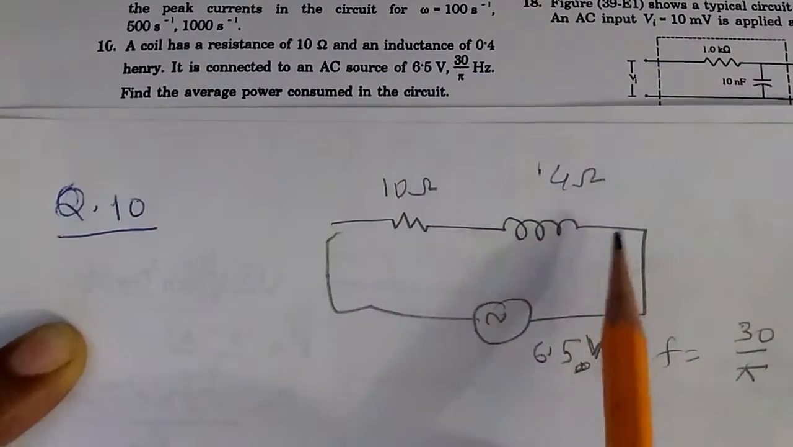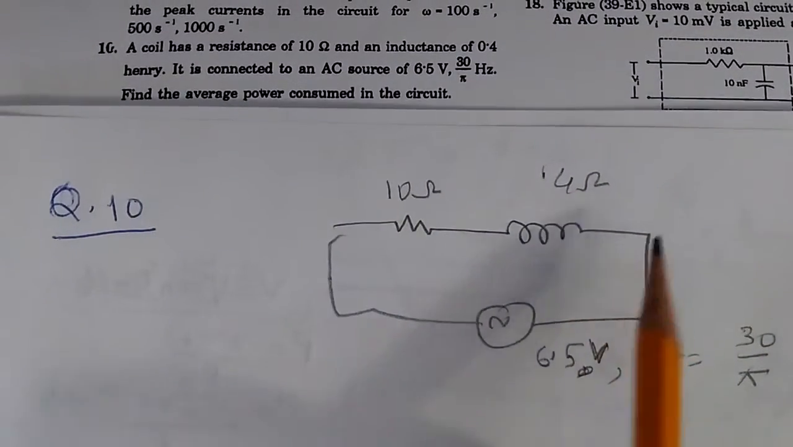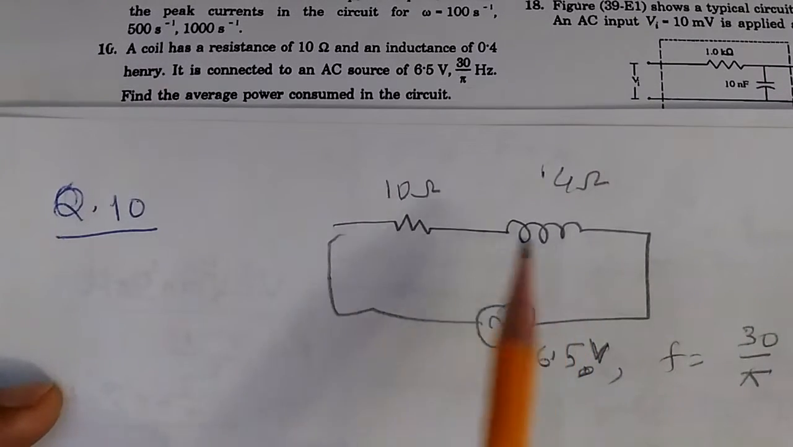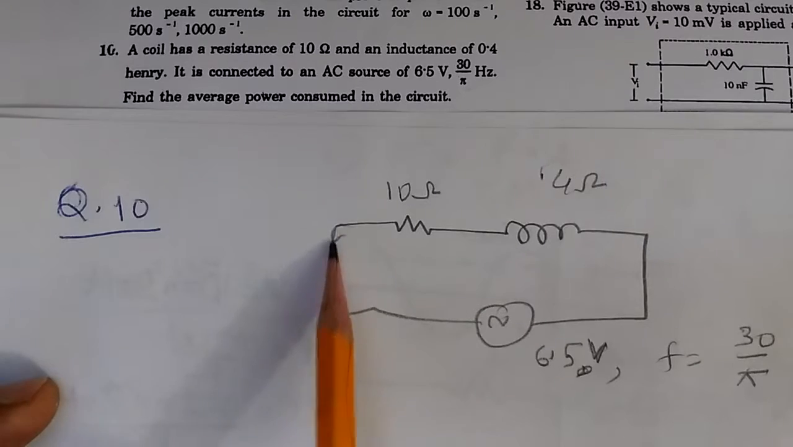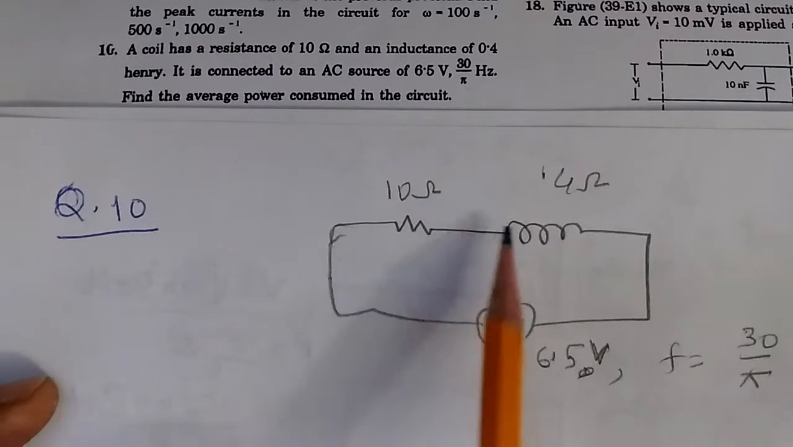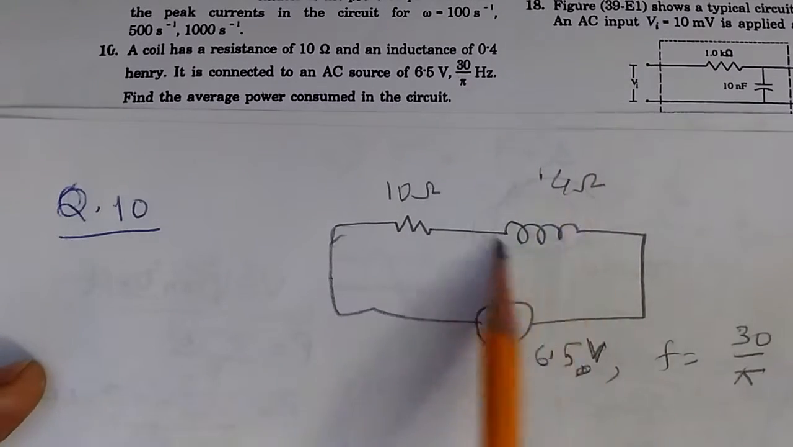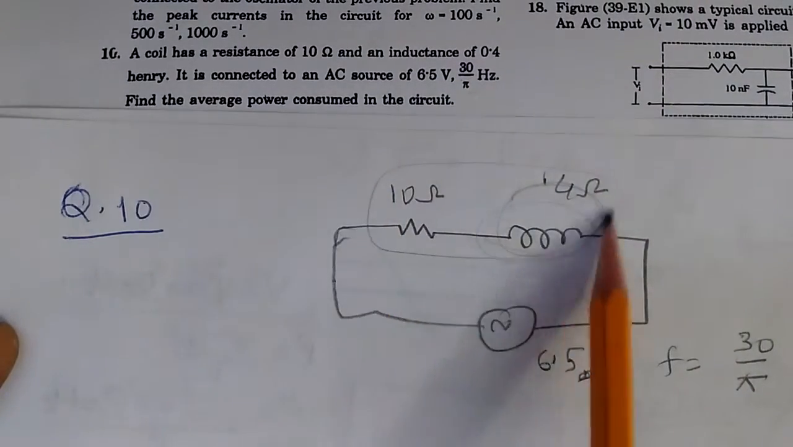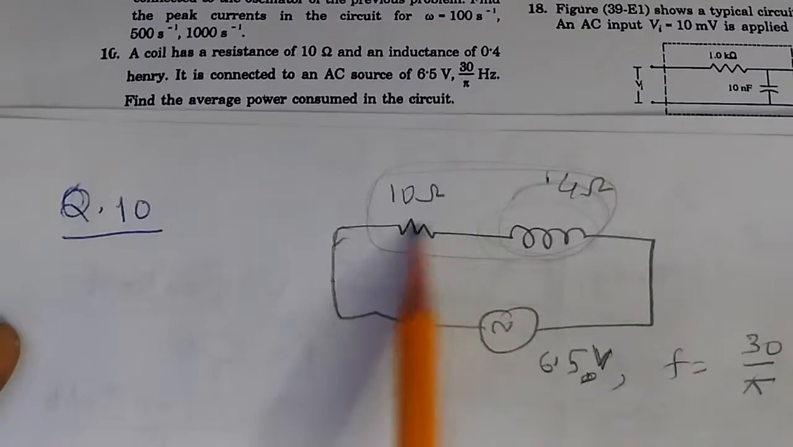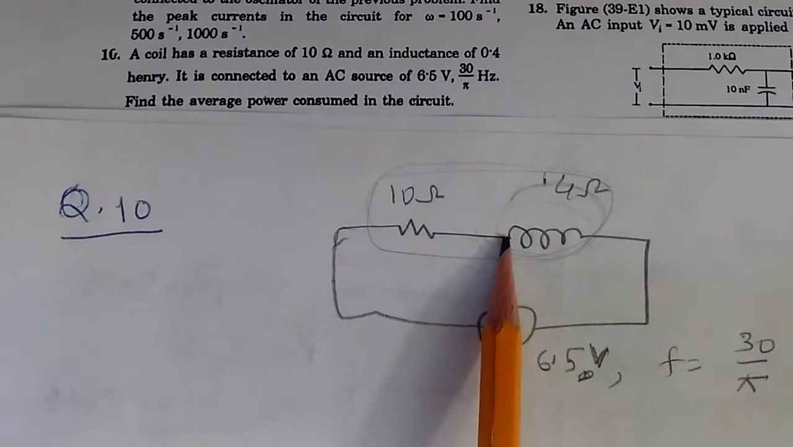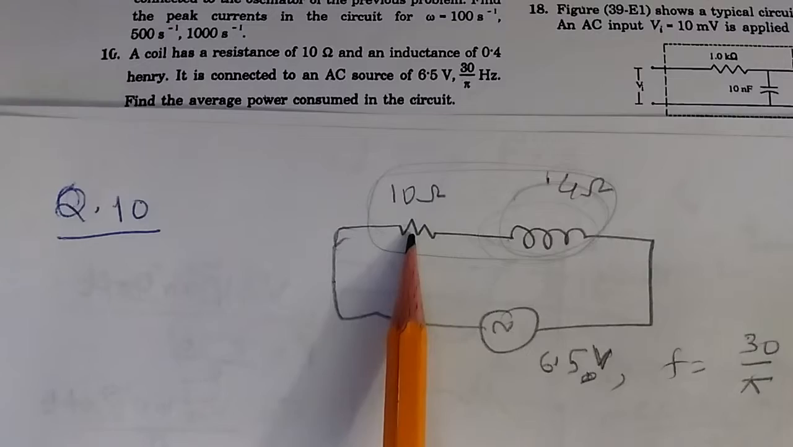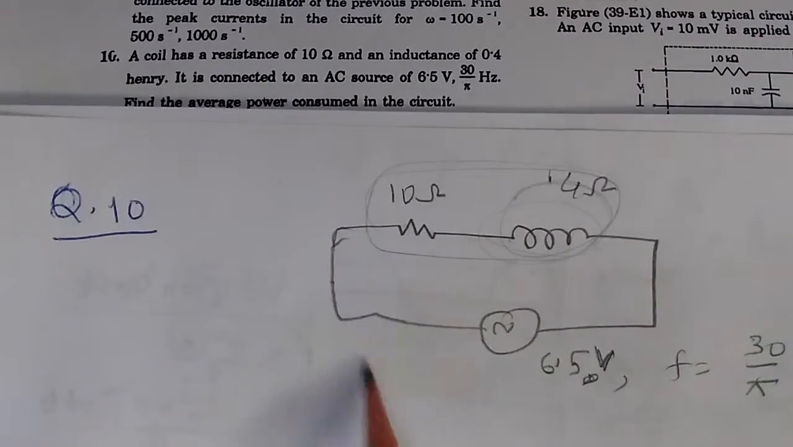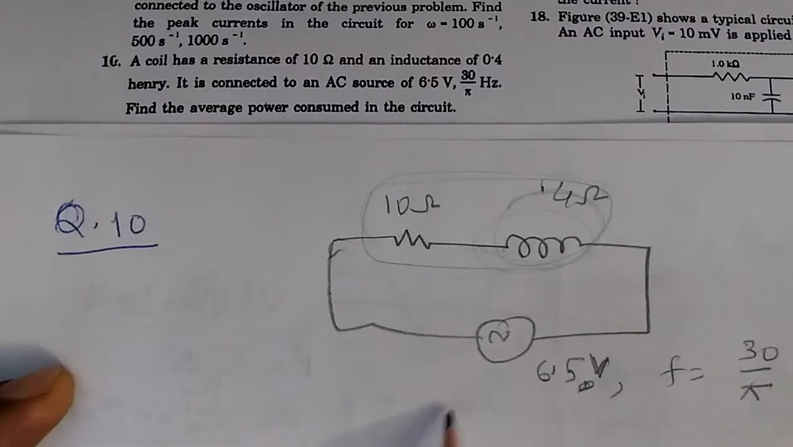An LR circuit has a practical application. If you know about a tube light, you can think that a tube light has an inductor in series, and let us say this is our choke. Every choke has some resistance associated with it, and if this resistance is high, there will be power loss in this resistance. So anyway, we are required to find the power in this circuit.